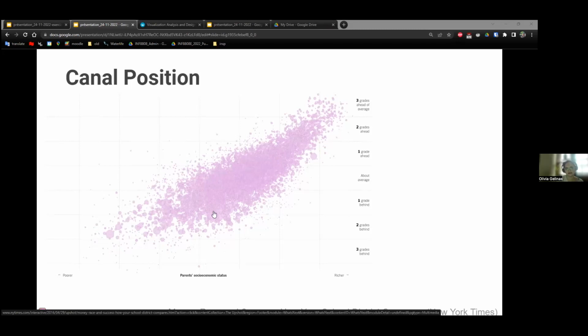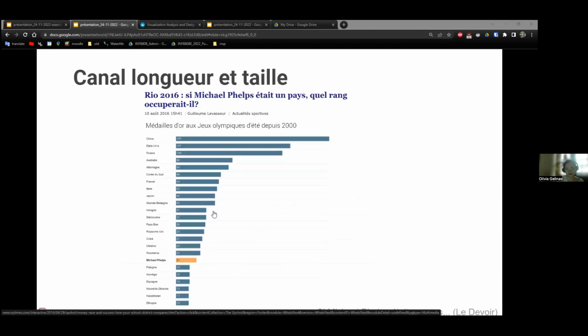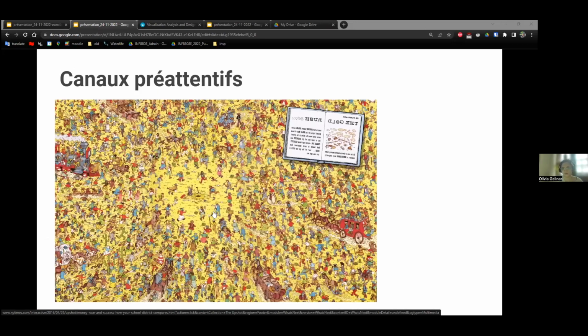And some more examples of channels. So the other one for positioning, and here in the back they use the length and the size to get some information. And we also have the pre-attentive one. So these are channels that are so intuitive that we don't even need to analyze this to be able to bring out some information. It's just intuitive. So it's processed by the brain even before it comes to our attention.